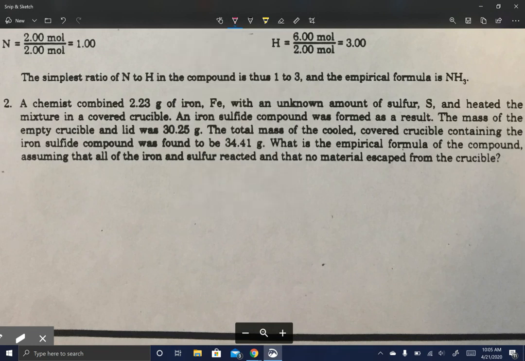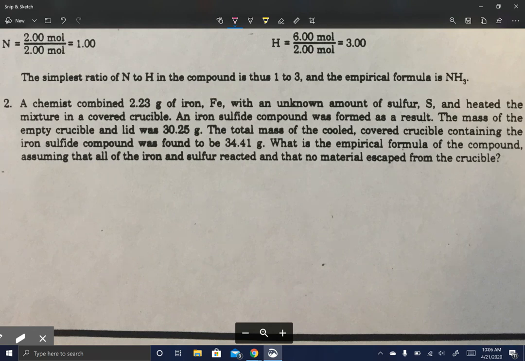Chemists combined 2.23 grams of iron with an unknown amount of sulfur, heated a mixture in a crucible. Iron sulfide was the result. Mass of the empty crucible and lid was 30.25. Total mass of the cool covered crucible containing iron sulfide was 35. What is the empirical formula? Okay, so Paul asked a question yesterday, how come it's not with ionic? And then here we go, here's an ionic problem. So it's not that ionic compounds don't have empirical formulas, it's just they basically always form in their empirical formulas.